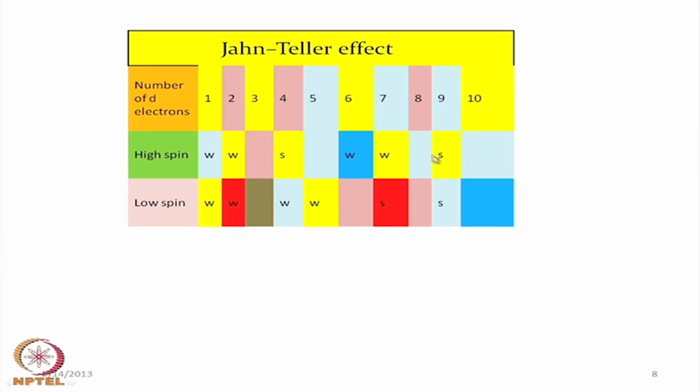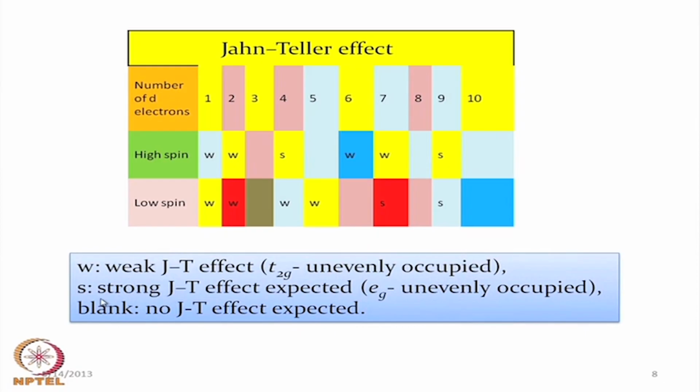So, in the copper case, which is not related to high spin and low spin electronic configuration, it has only one electronic configuration, which is purely the 3d9 electronic configuration, and in both these cases it is giving a strong Jahn-Teller effect. So, this strong Jahn-Teller effect for a 3d9 system is expected because the Eg is unevenly occupied.